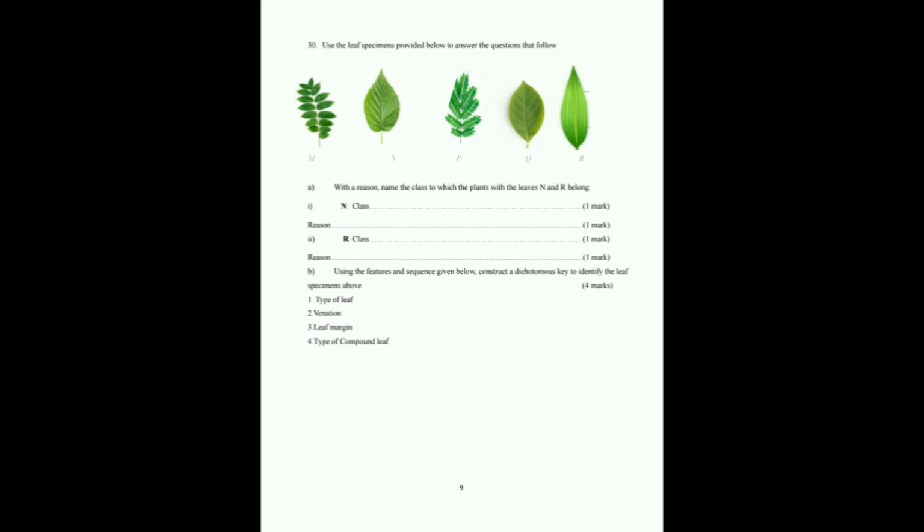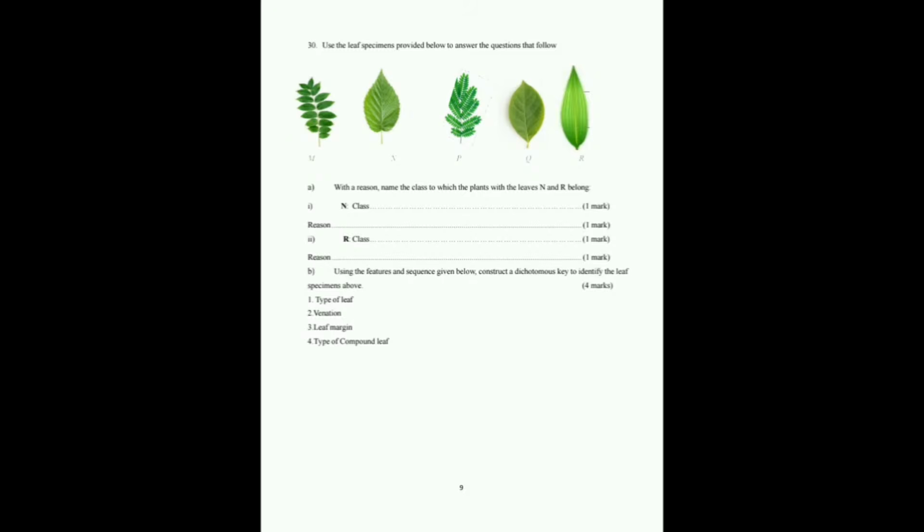We move to 3. At 3 we were told we look at the margin, leaf margin. So talk about leaf margin smooth as part A, and then part B, leaf margin serrated. If you look at the leaf that is smooth, it is Q, and then the leaf that has a serrated margin, look at them, we have N. Then we move to number 4. Remember 4, we are talking about compound leaf. That's why we'll have to go back there.